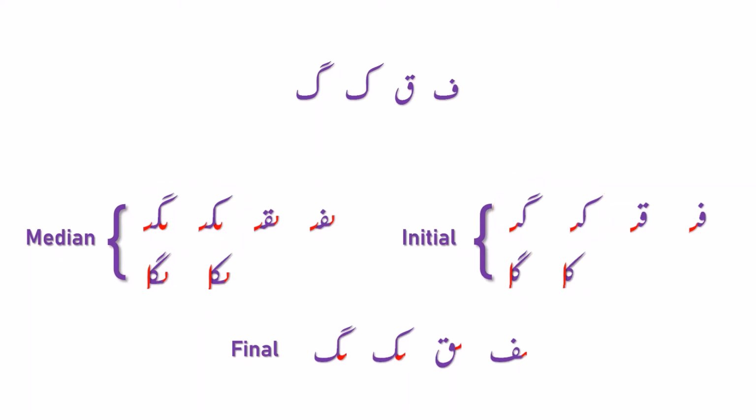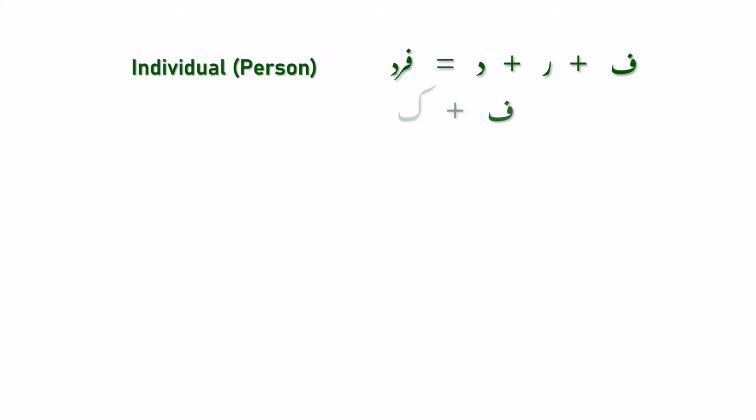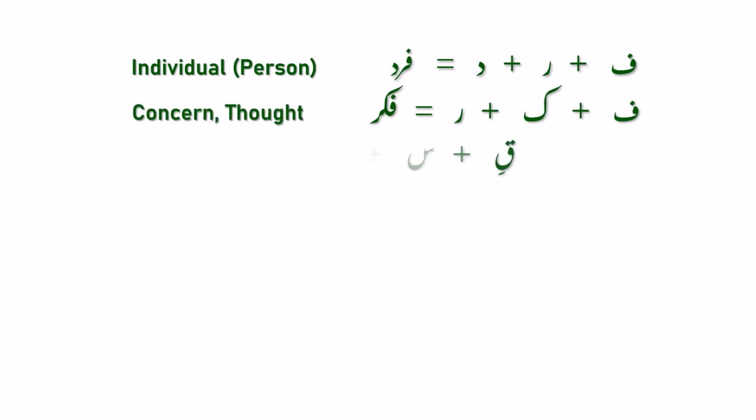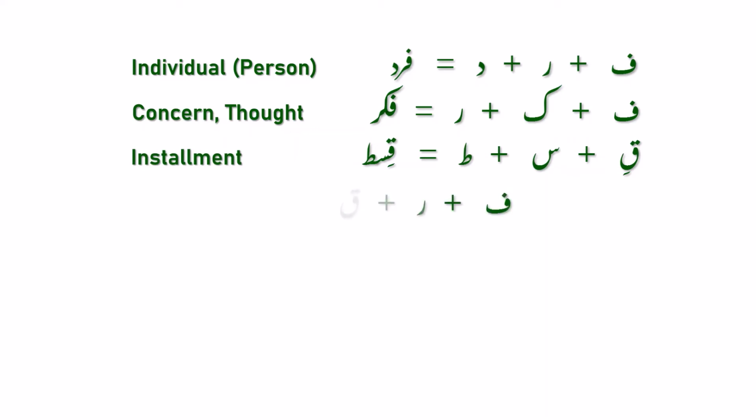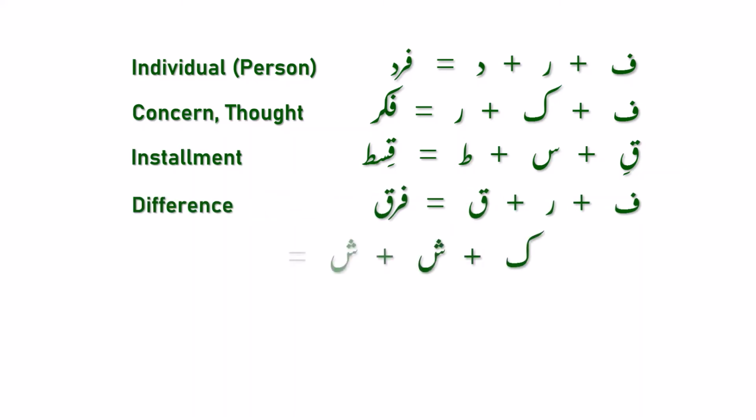Now let's learn some words. Fe, re, dal, fard, individual. Fe, choti kaf, re, fikr, concern or thought. Badi kaf, zer, seen, to, kist, installment. Fe, re, badi kaf, fark, difference. Chhoti kaf, sheen, sheen, kashish, attraction.